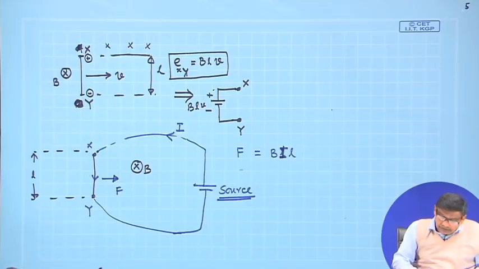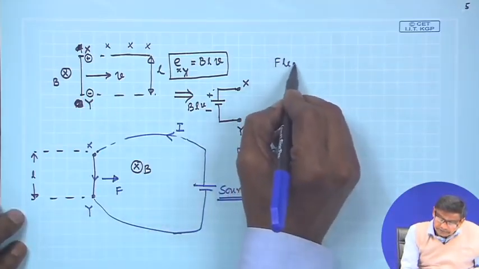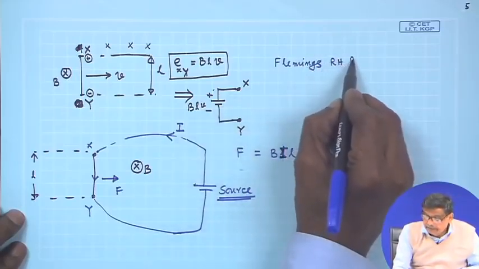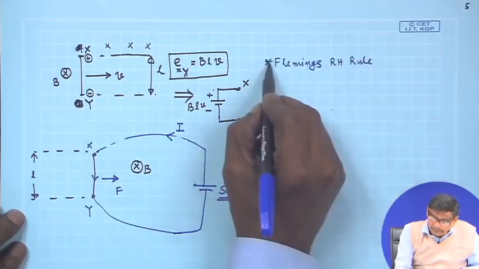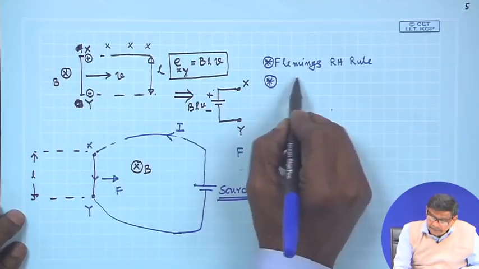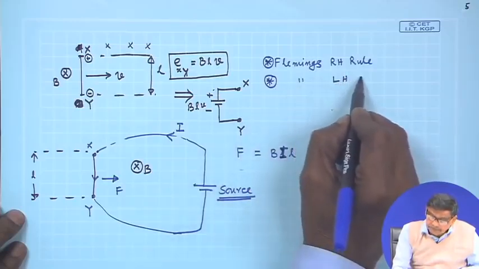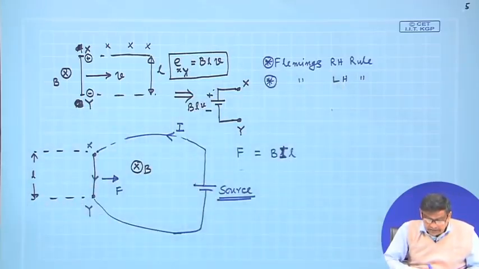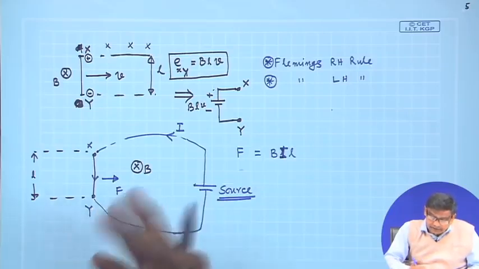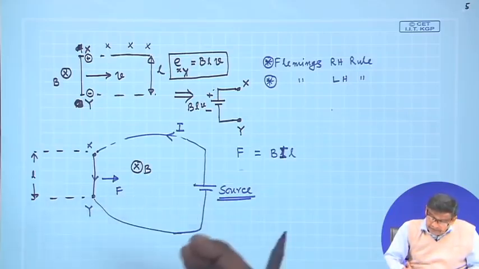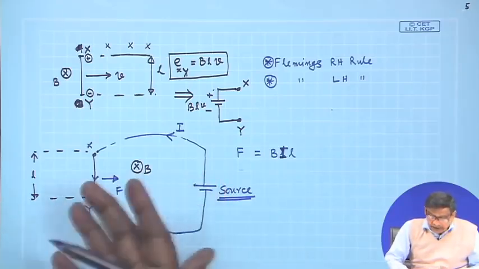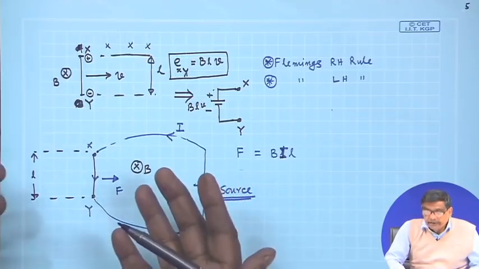Understood? Therefore, these two rules, that is Fleming's right hand rule and Fleming's left hand rule. Right hand rule is to be used to find out the polarity and magnitude of the voltages, and left hand rule is to be applied when you want to find out the force when a conductor is carrying current placed in a magnetic field.